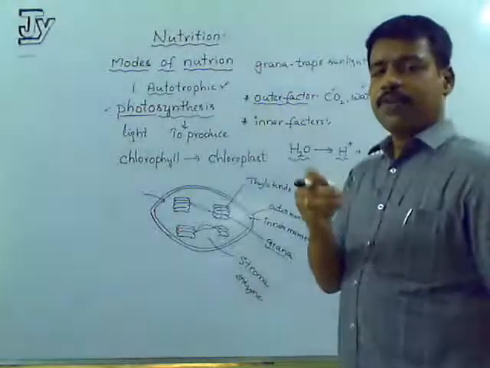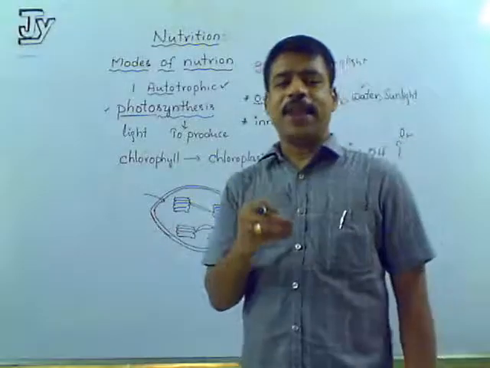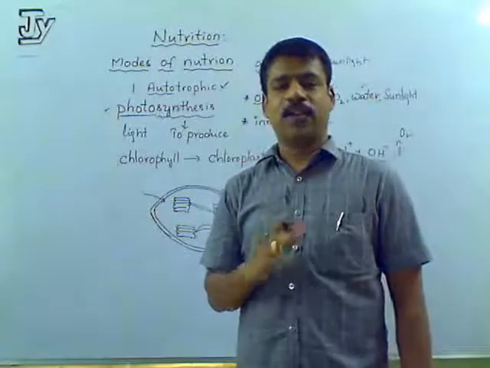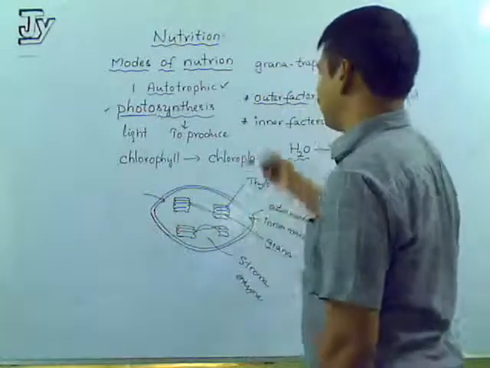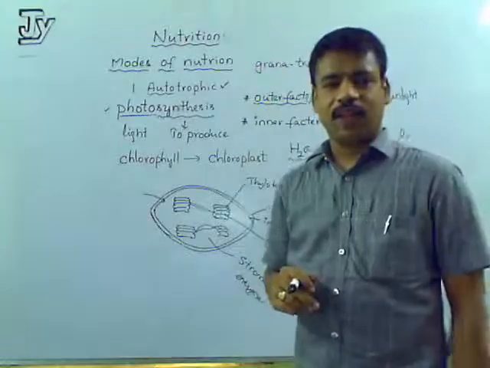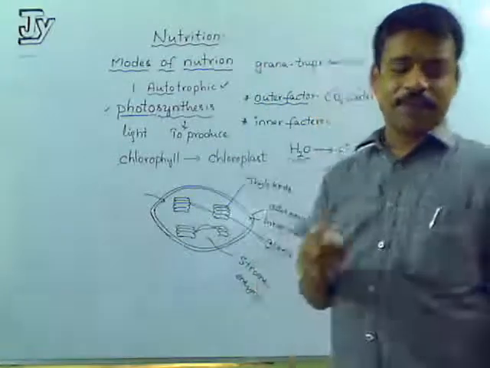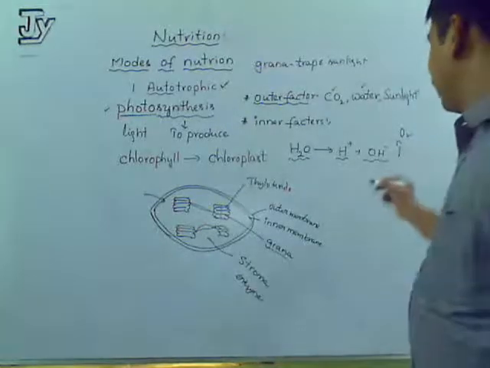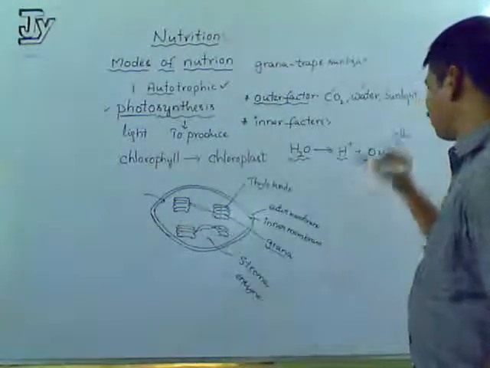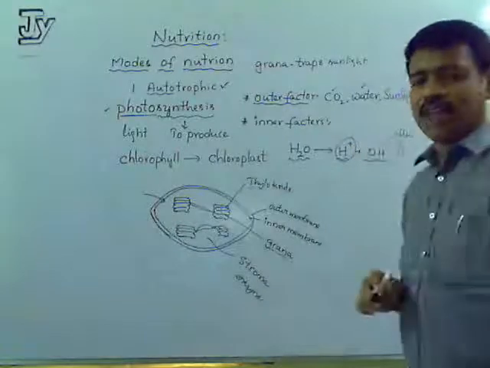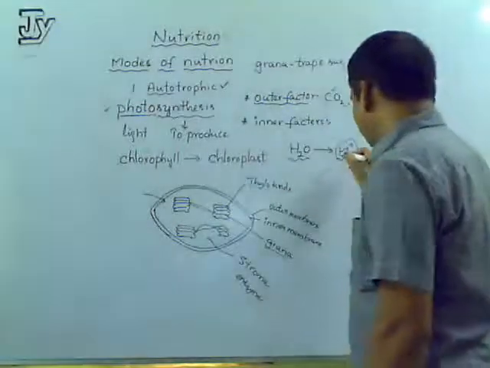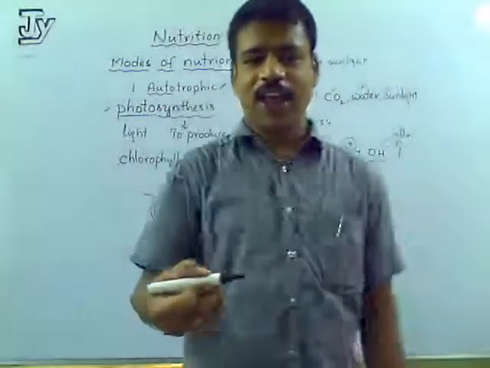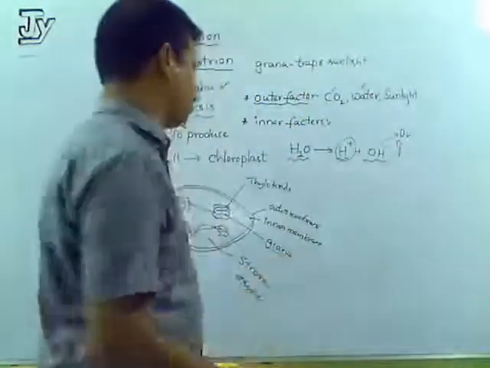So, where does oxygen liberate? By the breaking of water molecules, only then does oxygen liberate. So, this is the information about photosynthesis. Is it clear? Now, the hydroxyl ions give oxygen, and what about the hydrogen ions? These hydrogen ions undergo the next process.